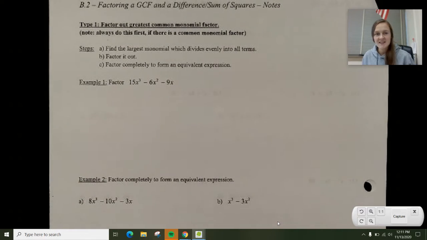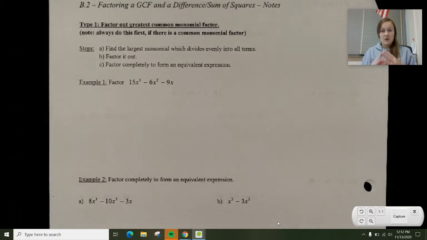Hi guys, in this video I'm going to be talking about type 1 in section 1B.2 of your 1B part 1 packet. So I'm currently on page 6 and I'm looking at type 1, factor out a greatest common monomial factor. So in this type of factoring, you're basically doing exactly what you did in 1B1, except there is an added step at the beginning, which is a GCF. Now, this is something that you want to get really comfortable with because it's an added step that could be in any type of factoring.